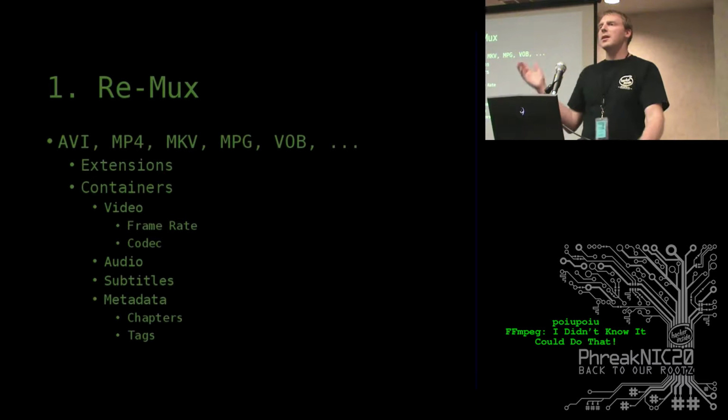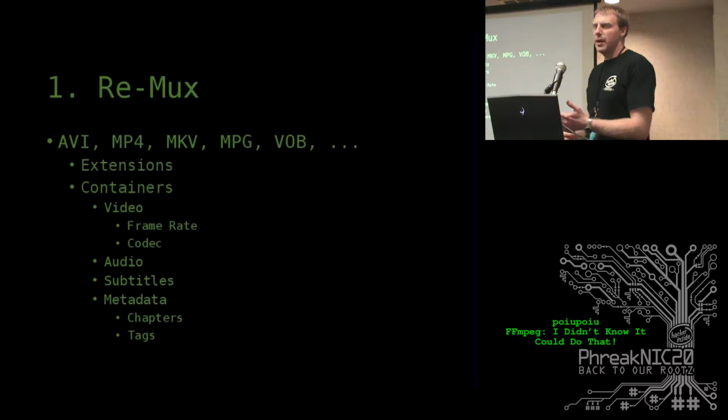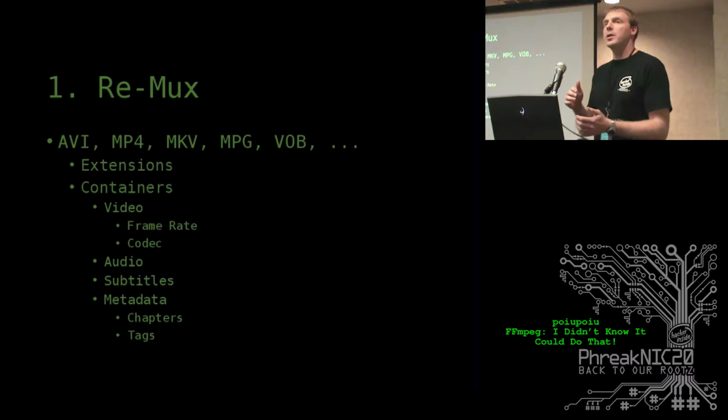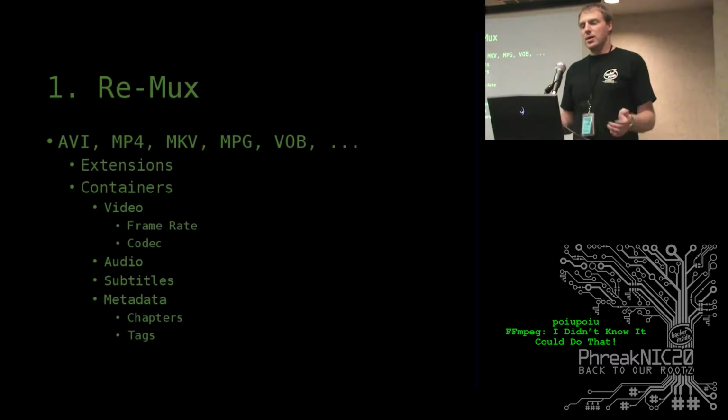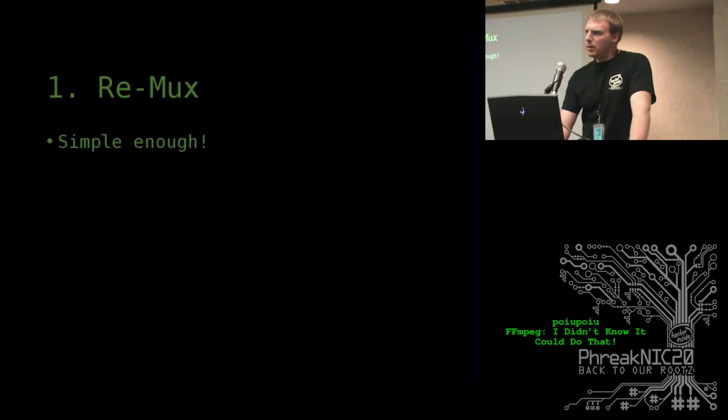So the first thing FFmpeg can do is remux videos. AVI, MP4, MKV, MPG, VOB are containers. Those are extensions, but they're mostly the containers themselves. An MP4, everyone's phone can play that. But what you don't see is that inside that MP4 container, the file has information about the frame rate, the codec, the bit rate. It has information about audio, subtitles, and metadata like chapter tags and titles. It has all that inside of the actual container. So it's simple enough to convert from, say, an MP4 to an MKV, or an AVI to an MKV, or even an MPG to an MKV.